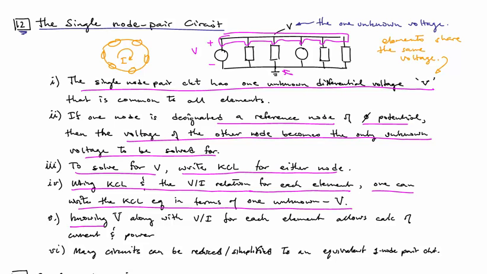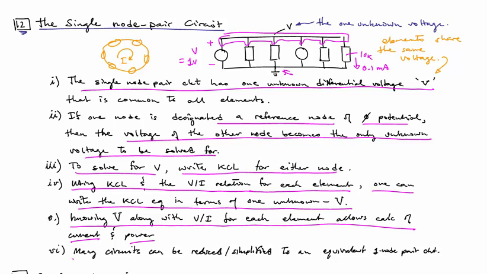Now knowing V along with the VI relationship for each element then allows us to calculate the current or the power. So for instance, if I have a 10K resistor here and I find that V is equal to 1 volt, then I can calculate that the current flowing through this 10K resistor is just 1 over 10K, or 0.1 milliamps, and I can also compute the power.